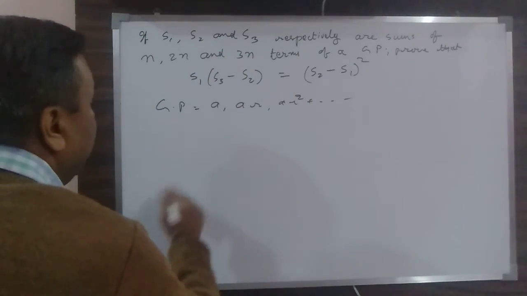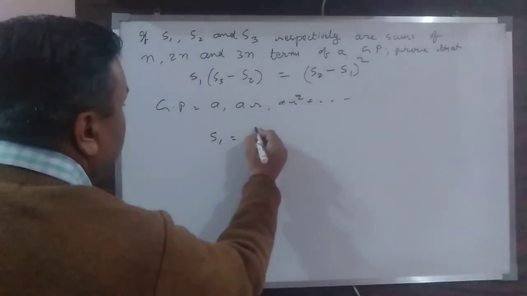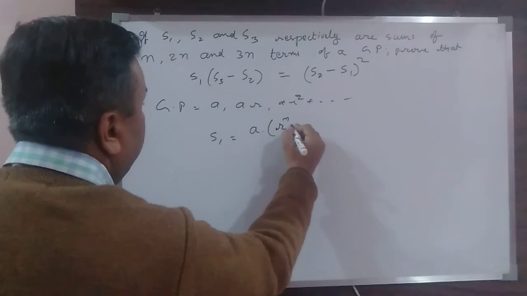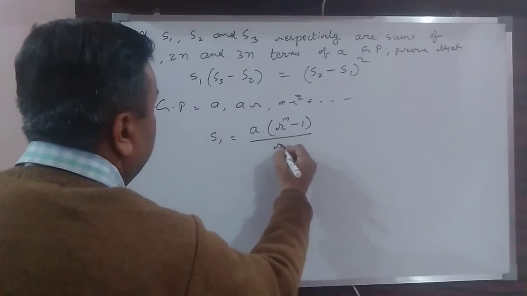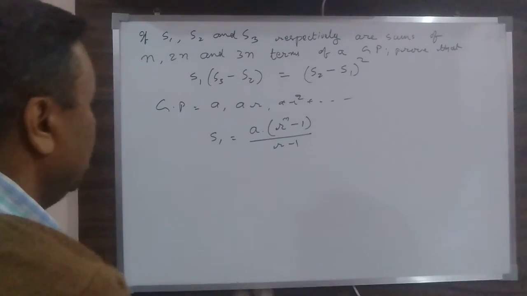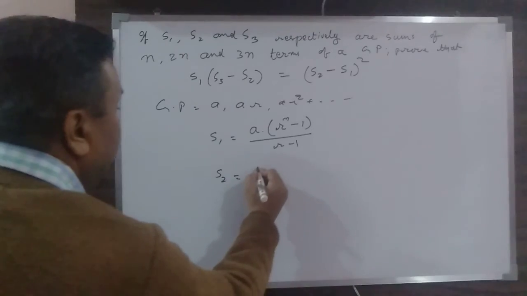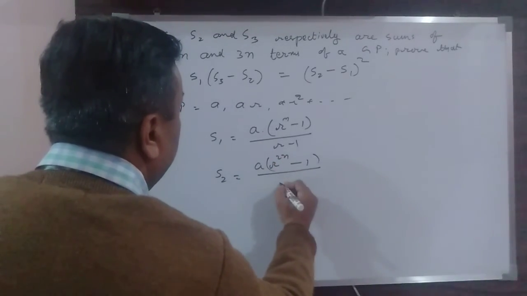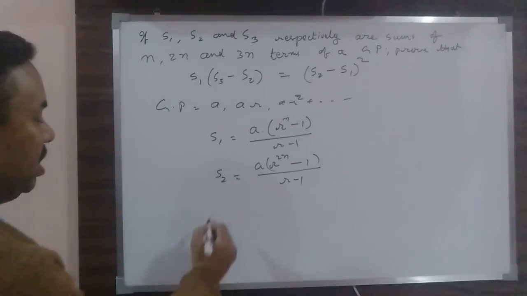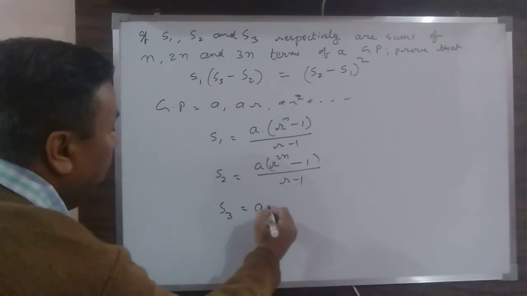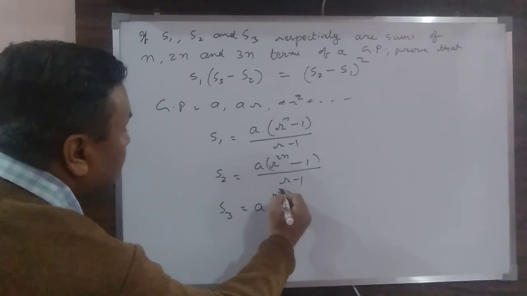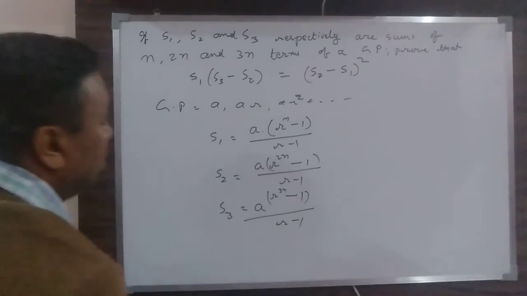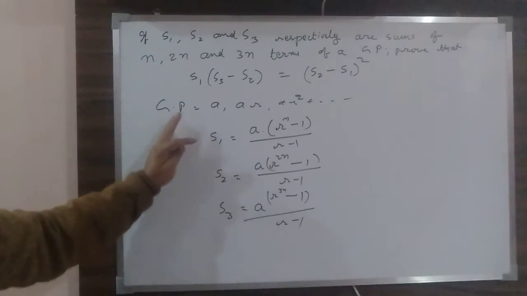So what I will get is S1 is equal to A multiplied by r raised to the power n minus 1 divided by r minus 1. Similarly, S2 will be equal to A r raised to the power 2n minus 1 divided by r minus 1. And similarly, S3 will be A r raised to the power 3n minus 1 divided by r minus 1. So these are the three values.